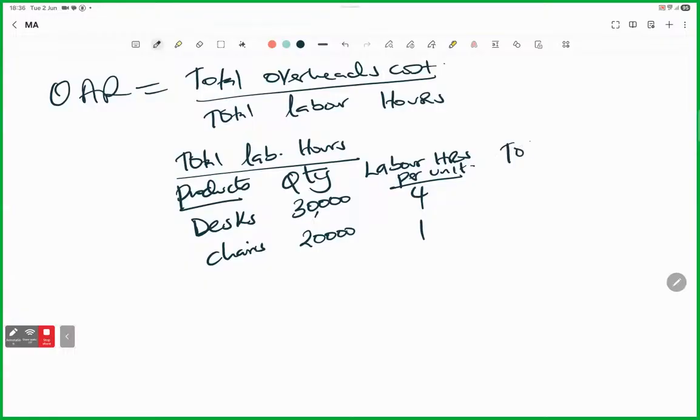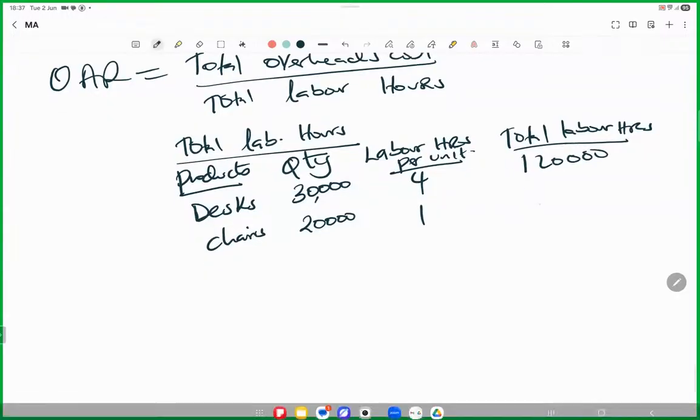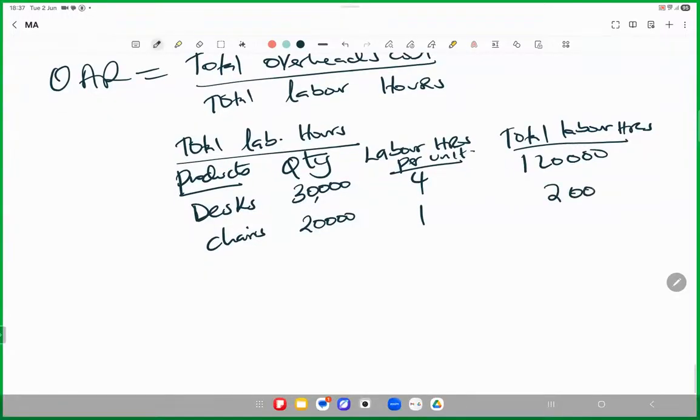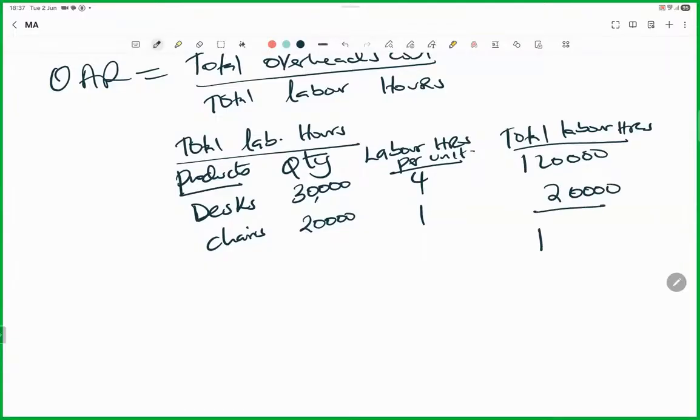So total labor hours. This will be 30,000 times 4, giving me 120,000. This will be 20,000 times 1, giving me 20,000. So in total, for the whole organization, we need how many hours? 140,000 hours. Did you do it that way? I should be able to give you a very good present today.